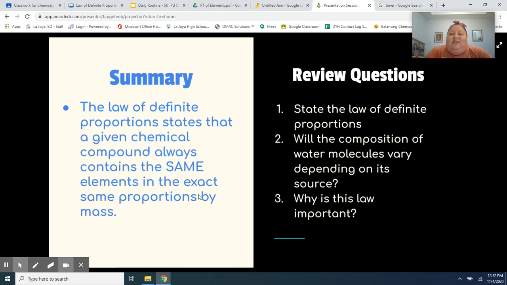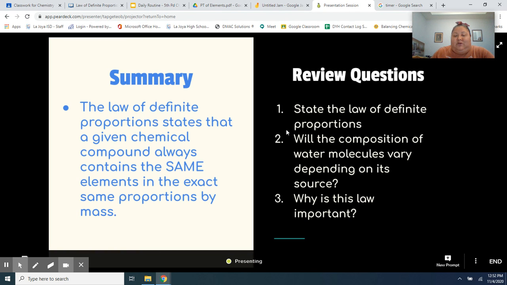Yay. All right, so your review questions. These are the ones that you're going to be answering today. State the law of definite proportions. Number 2, will the composition of water molecules vary depending on its source? And then number 3, why is this law important? Okay, you should easily be able to do number 1 and number 2. If you need extra help, well, you know I'll be around.